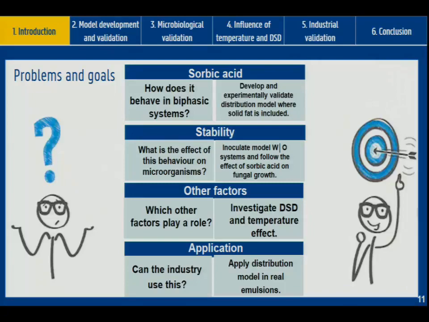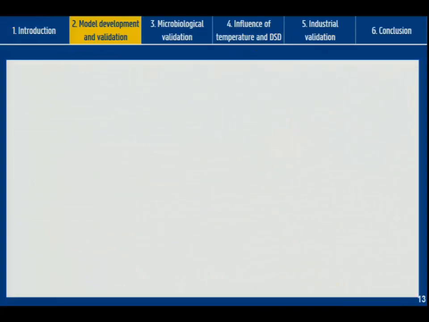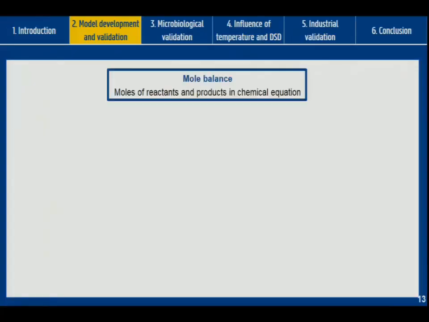With this, I come to my first experimental chapter, model development and validation. How did we start developing our model? First, we established a mole balance. A mole balance describes the moles of reactants and products in a chemical equation. Basically, it tells you what happens with a substance once you add it in a system.